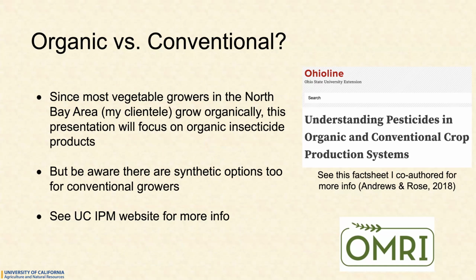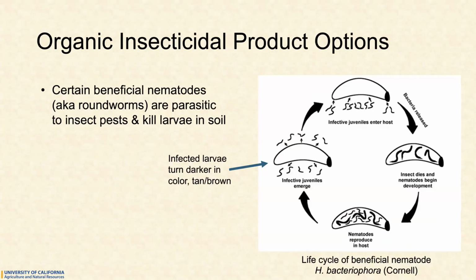Since most vegetable and flower growers in the North Bay area, which are my clientele, grow organically for the most part, the vast majority, my presentation is really just going to focus on organic insecticide product options. But please be aware there are synthetic options out there for conventional growers, and those are listed on the UCCE IPM website.